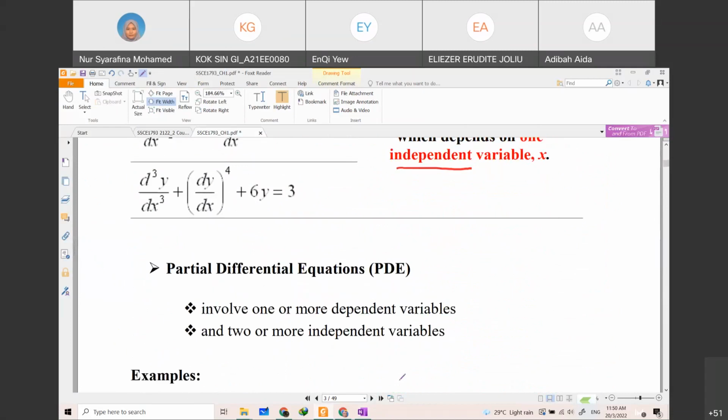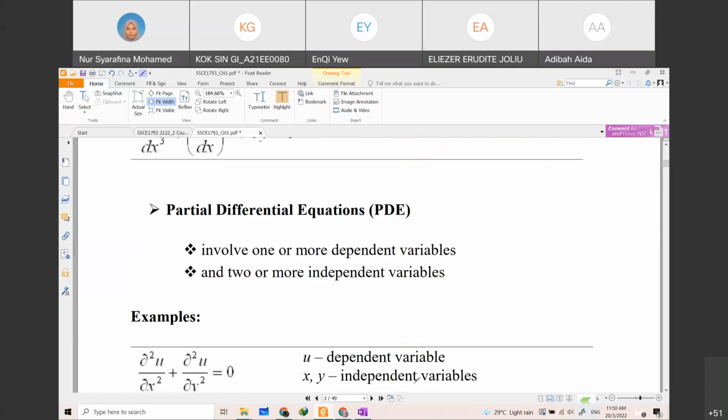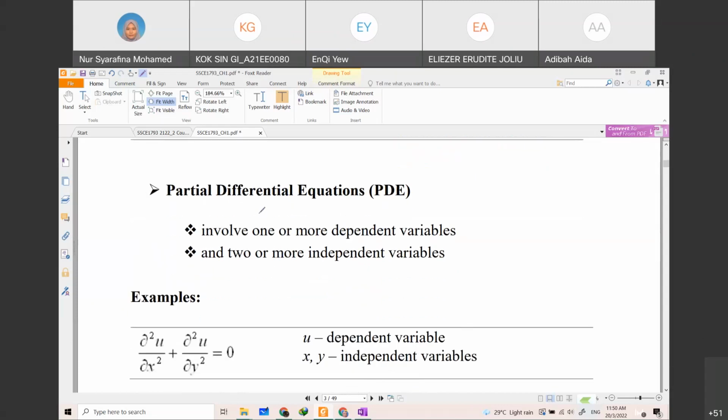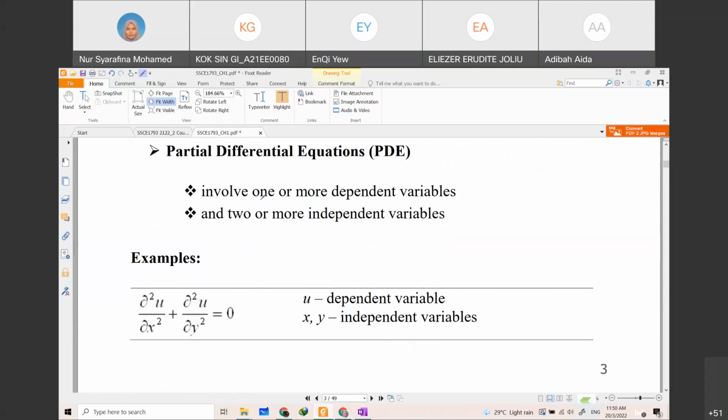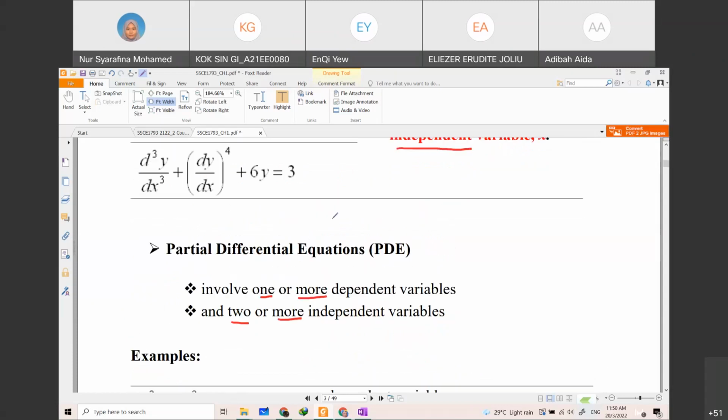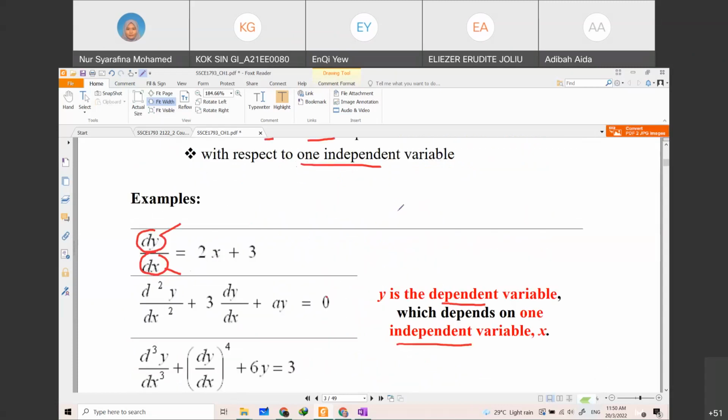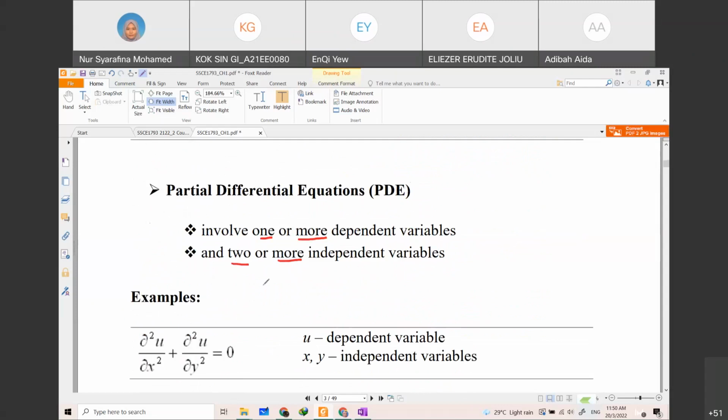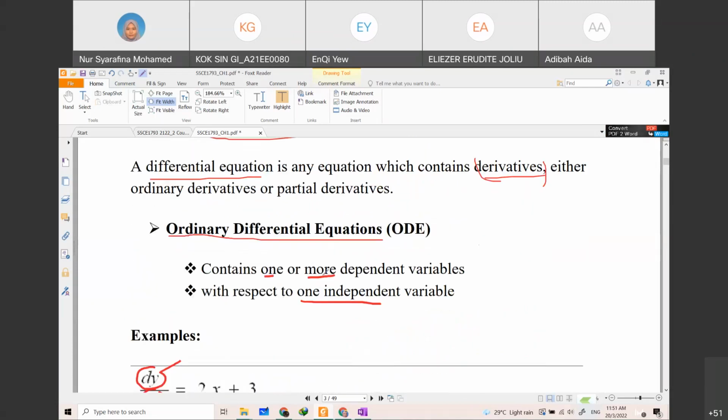Okay, now what is a partial differential equation? PDE. This PDE involves one or more dependent variables and two or more independent variables. For an ODE, we have to have only one independent variable, but in a PDE, we need two or more independent variables. But for dependent variables, it is the same: one or more, same as the ordinary differential equation, right?